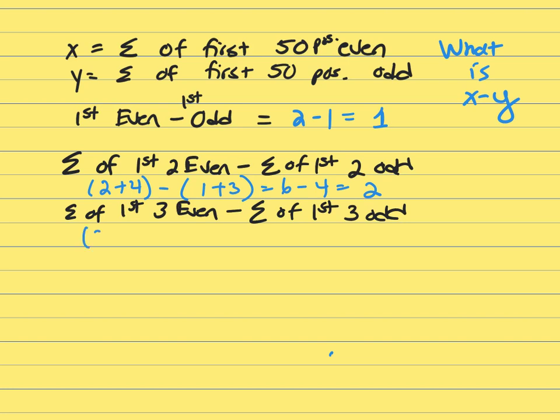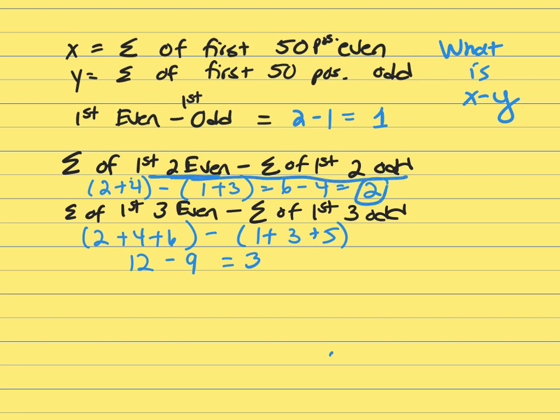First three evens: 2 plus 4 plus 6, minus 1, 3, 5. So that's going to be 12 minus 9. You see how it's 2 for the sum of the first 2. Here you're doing 3, and the difference was 3. So the answer is going to be 50, because we're doing 50 evens and odds.